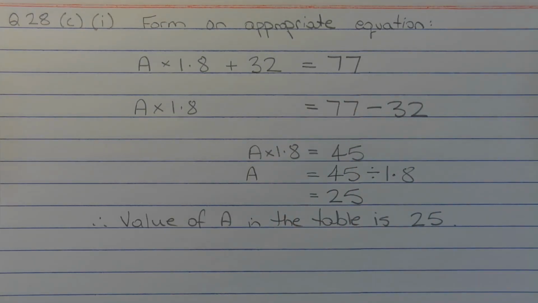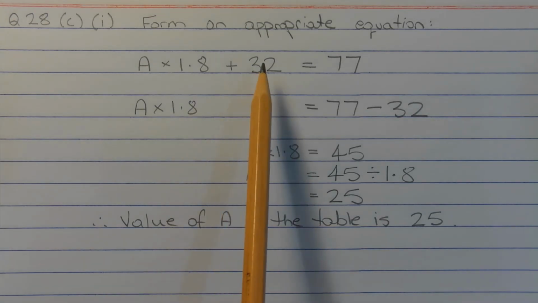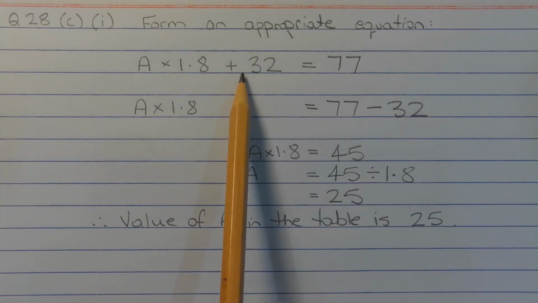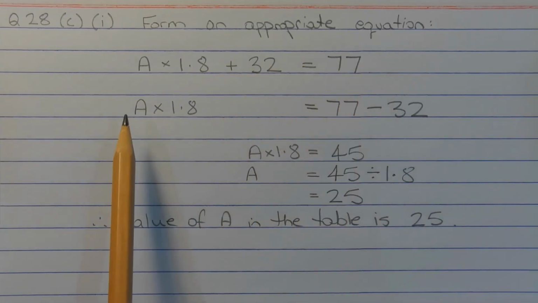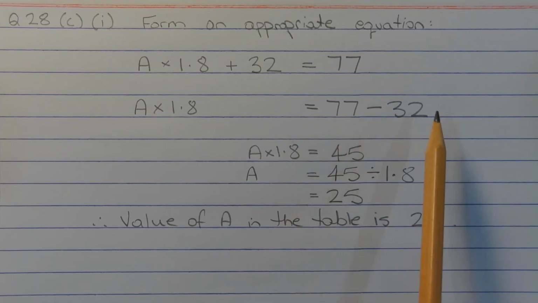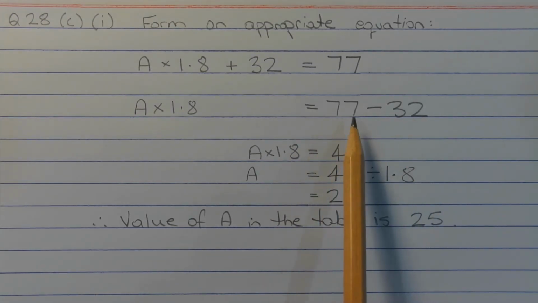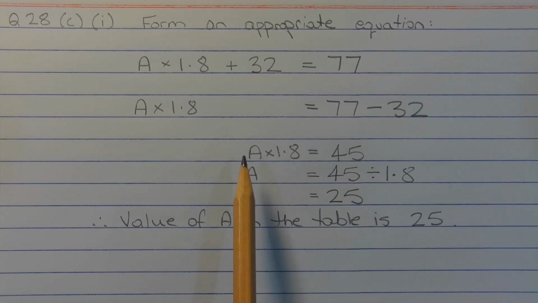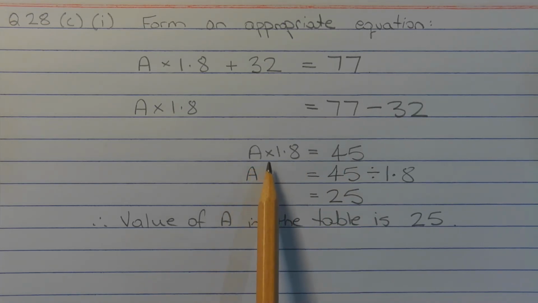So reversing these operations, the last operation was adding 32. So reversing that, we subtract 32 from 77. So A times 1.8 is equal to 77 minus 32. And 77 minus 32 is 45. So the equation now is A times 1.8 equals 45.